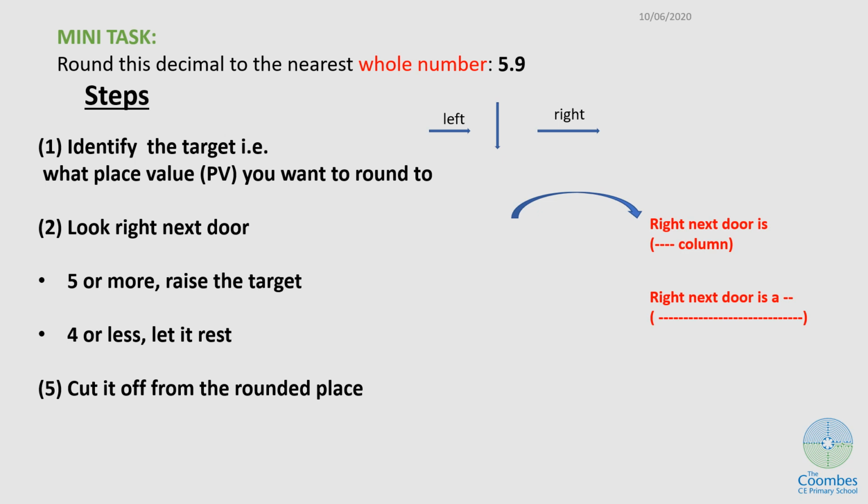Now what I want you to do is to pause the video here and round this number to a whole number. Round this decimal to a whole number. The number is 5.9. We'll look at the answer in the next slide.